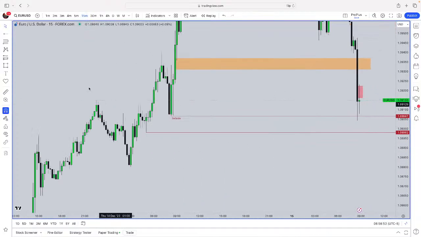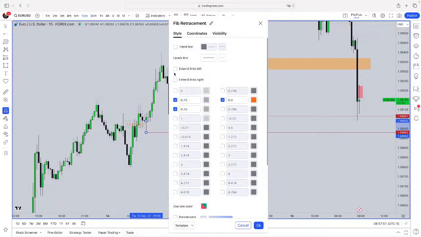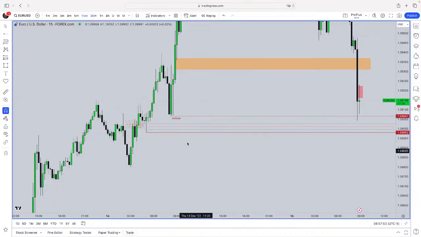You can always as well get the consequent encroachment of this wick. So the consequent encroachment of that wick, the orange line. If you want to take more partials, if you were short from here, that could be another take profit. It would be the midpoint of this wick. But yeah, the sell side here now.